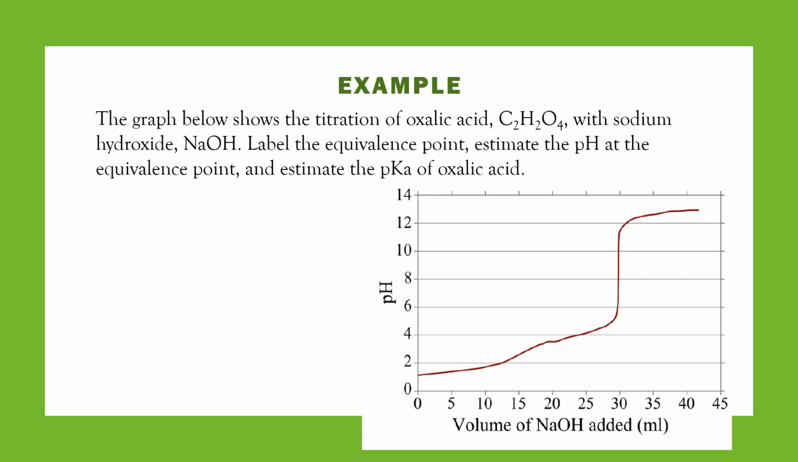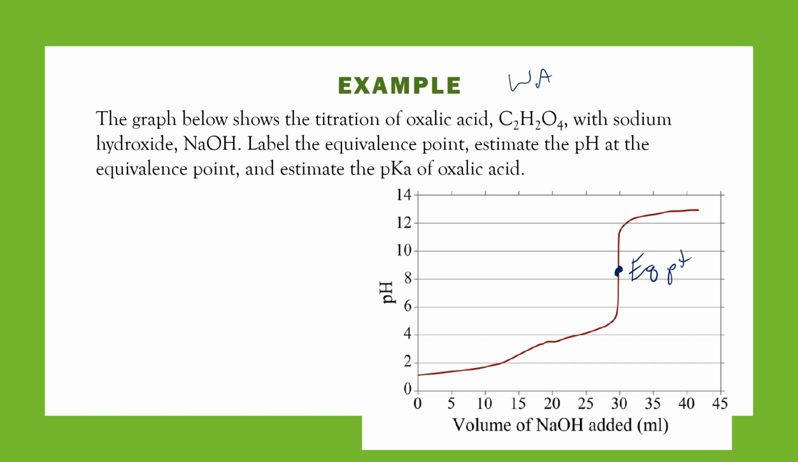Okay, so the graph below shows the titration of oxalic acid with sodium hydroxide. Label the equivalence point, estimate the pH, and estimate the pKa. So we know that this is a weak acid. It's not one of our strong acids, and you can kind of tell from the shape we've got a little bit of a buffer region here. It's not perfect, but it's close. Label the equivalence point. So the equivalence point is halfway through that most vertical section. So that is our equivalence point.